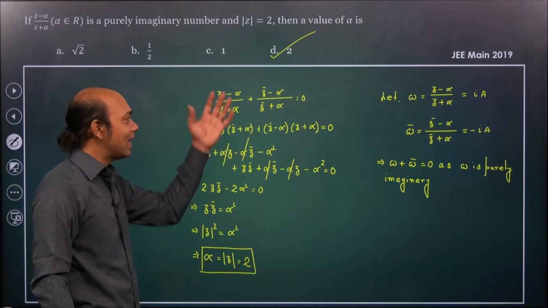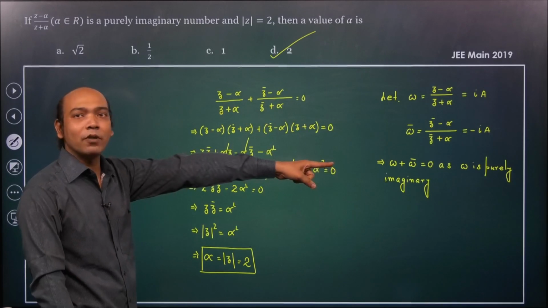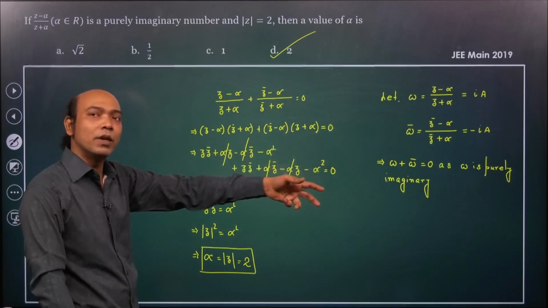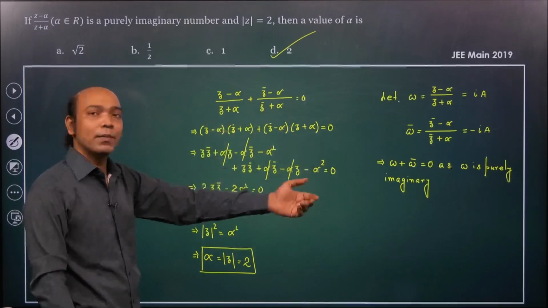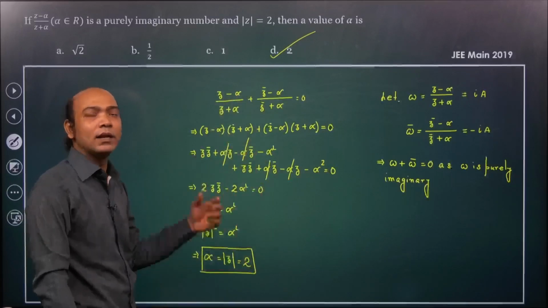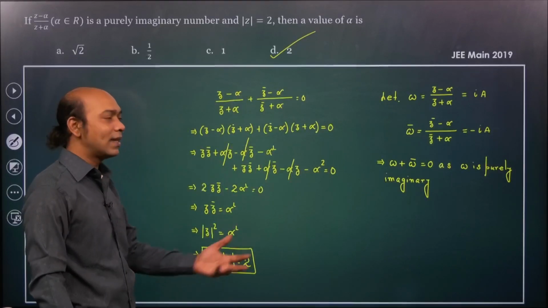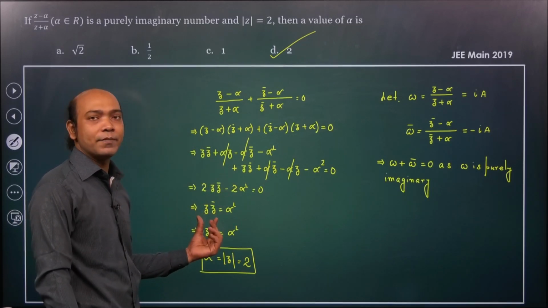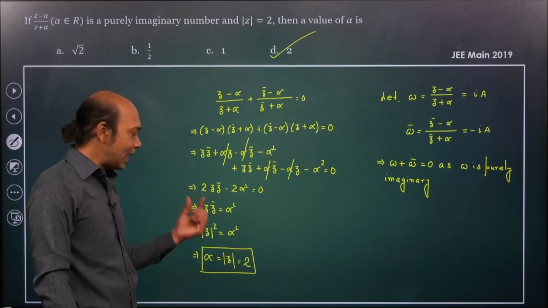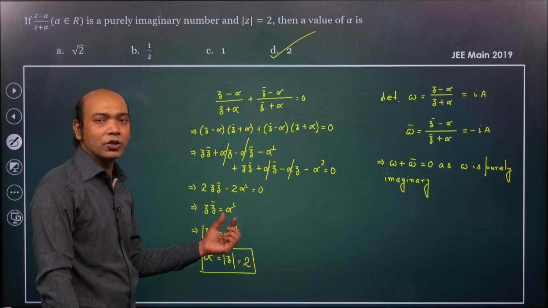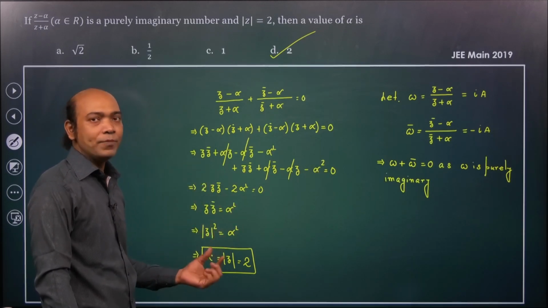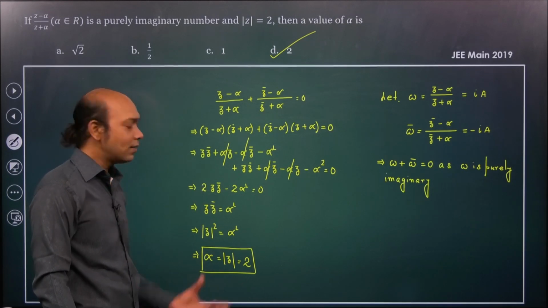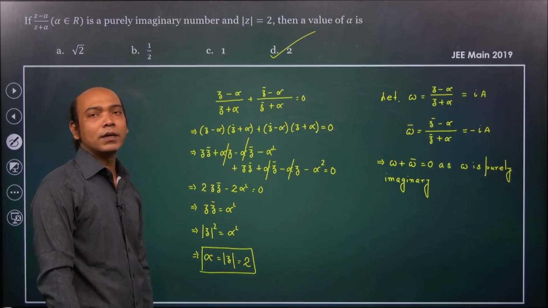So you can easily see that we can apply the relation for a purely imaginary case, that omega plus omega bar equals 0. Then we just go ahead with the normal algebraic calculation, which is just a multiplication. And here we use the concept that the product of any complex number multiplied by its conjugate gives you the square of its modulus. That's it. So that's the problem. Hope you understood it. Thank you.